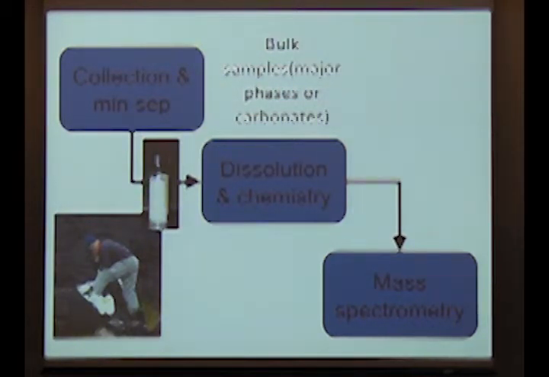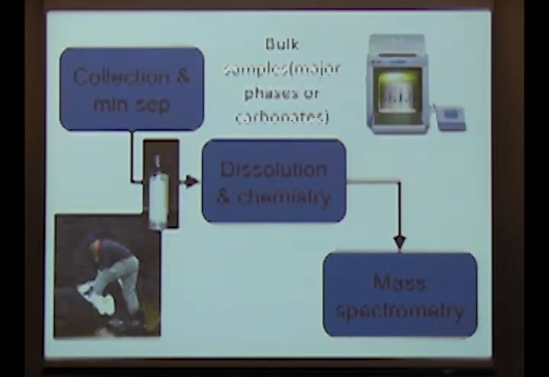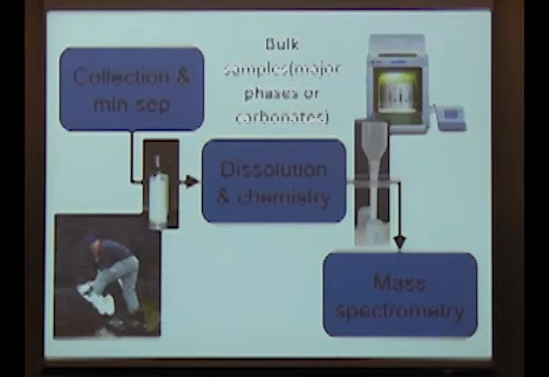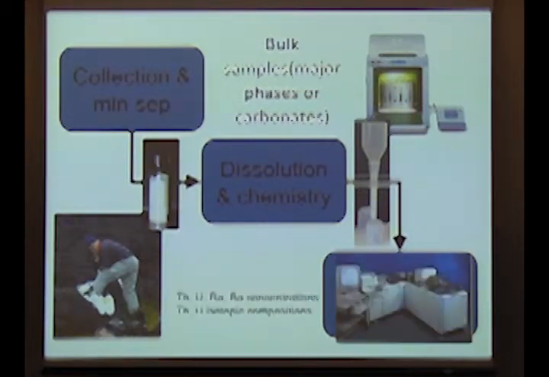You take that, you dissolve it. Typically we use a microwave dissolution system because we're dealing with a lot of volume of material. Run it through columns. In the case of uranium-thorium, you go through about 2 steps of column chemistry. In the case of radium, you go through 9 steps of column chemistry. And then you take all of those separates and you measure them on a mass spectrometer.